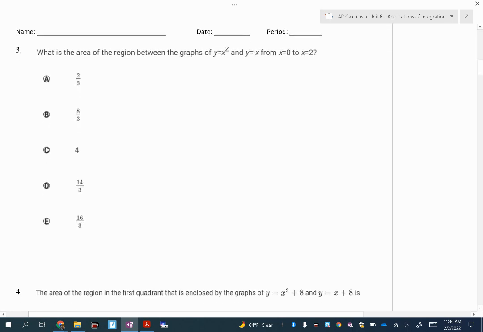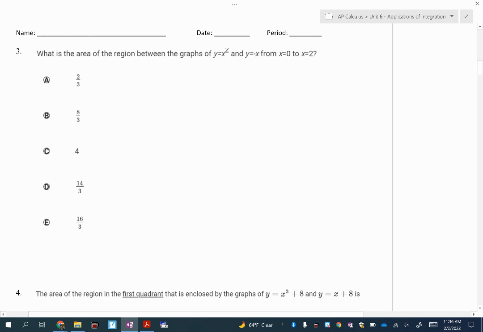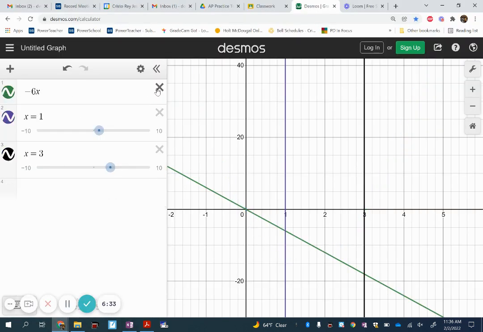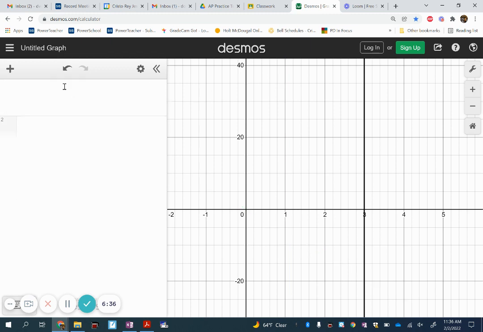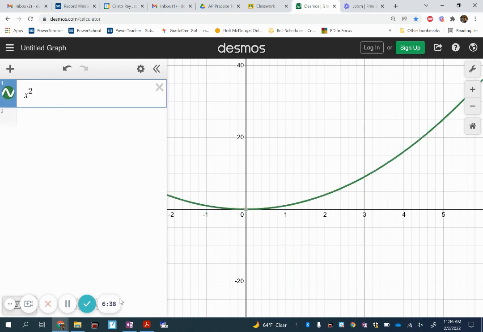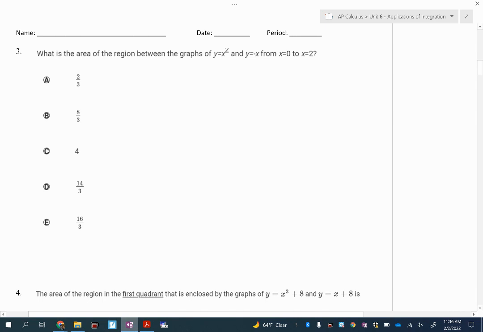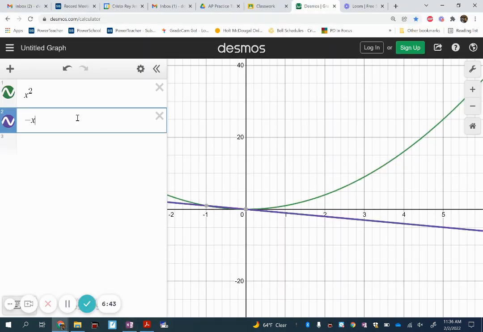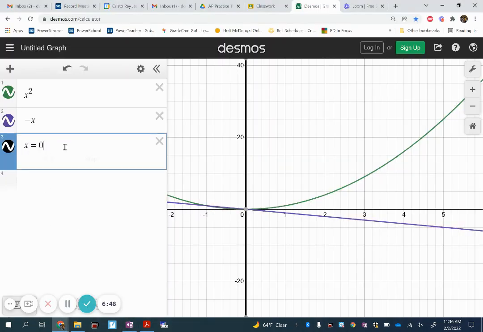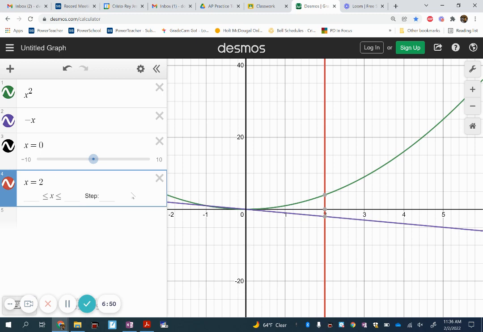Number 3, find the area of the region between the graphs of x squared and negative x from 0 to 2. All right, so I'm going to type all this into Desmos and get an idea of what this looks like. All right, so I have x squared, and then I have negative x, and x equals 0 and 2. Okay?